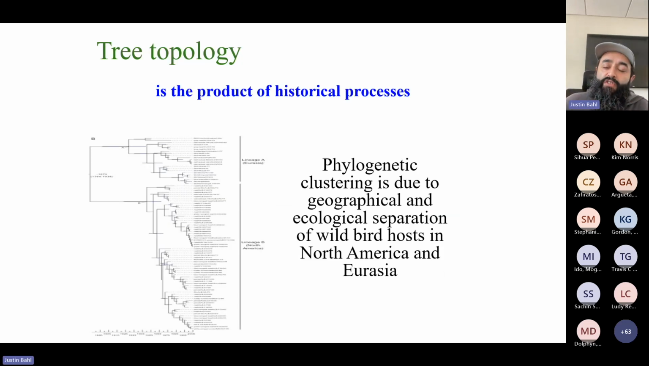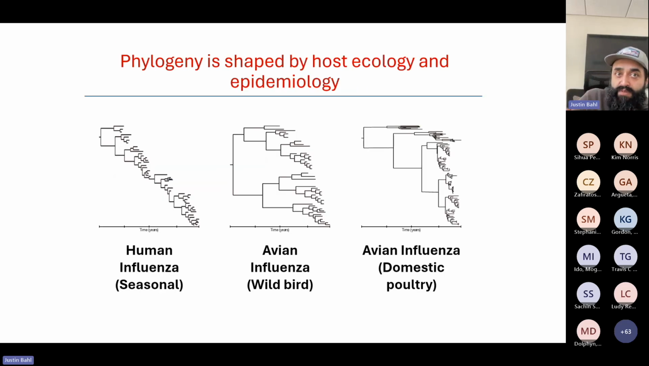So the tree shapes themselves are determined by the host ecology and epidemiology, and those actual tree shapes are really important, and they're not always consistent. That is the message I'm trying to get across: when you build a phylogenetic tree, you might get something that looks very different.